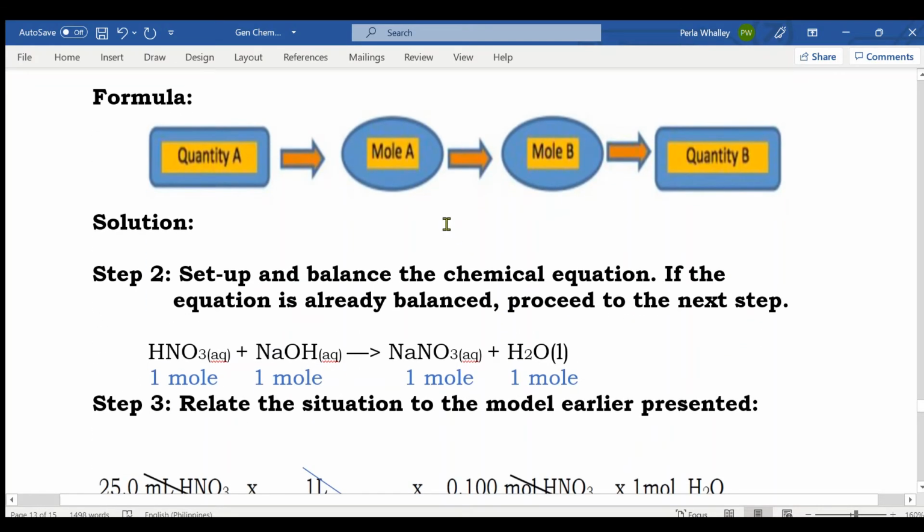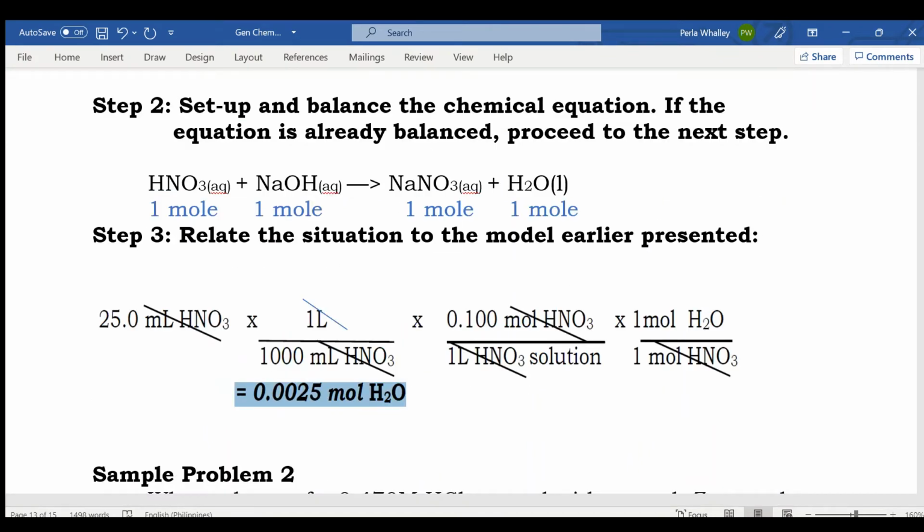Formula, the same with the model. Solution. Set up and balance the chemical equation. If the equation is already balanced, proceed to the next step. Recall our previous lesson in balancing. So check. The equation is already balanced.